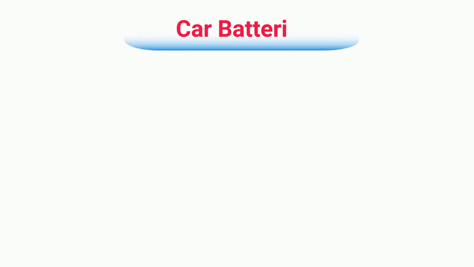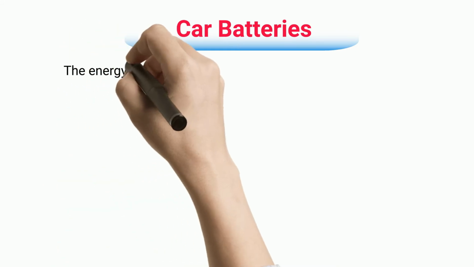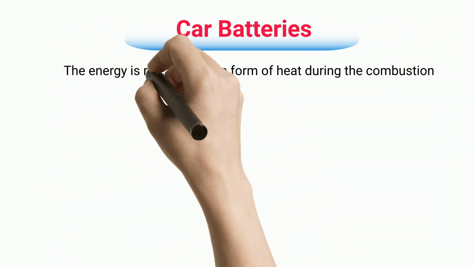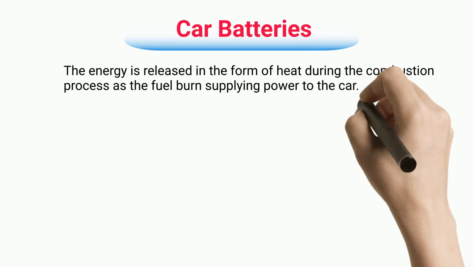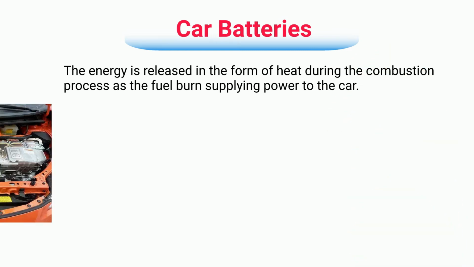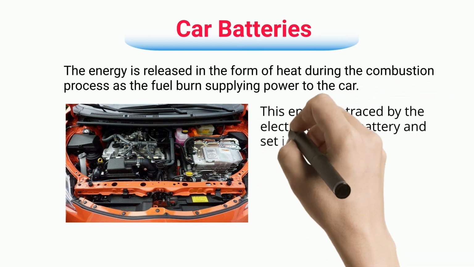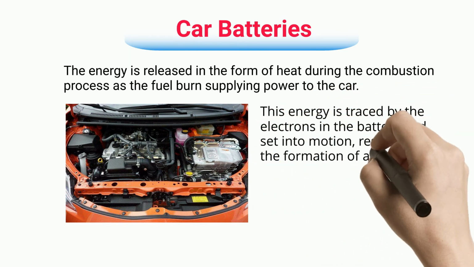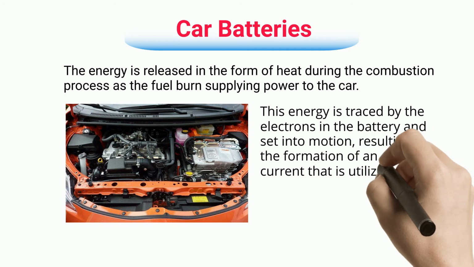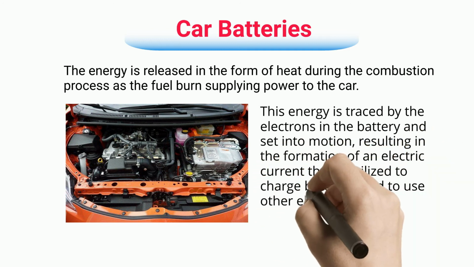Car batteries. The energy is released in the form of heat during the combustion process as the fuel burns, supplying power to the car. This energy is transferred to the electrons in the battery and sets them into motion, resulting in the formation of an electric current that is utilized to charge batteries and to run other electric gadgets in the car too.